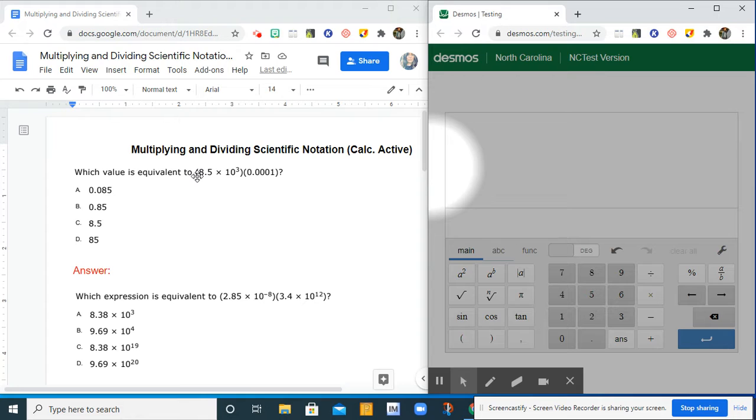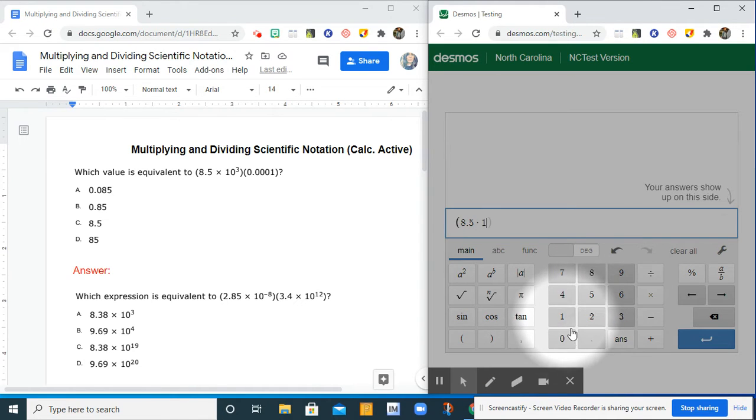So we had 8.5, so I'm first going to put it in parentheses. All my scientific notation numbers must be in parentheses in order for my calculator to do the correct order of operations. So I'm going to do the parentheses and then 8.5 times 10. And then here's my exponent. This one's automatically going to put the exponent as 2, so I want to use this one so I can fill in the exponent being 3.